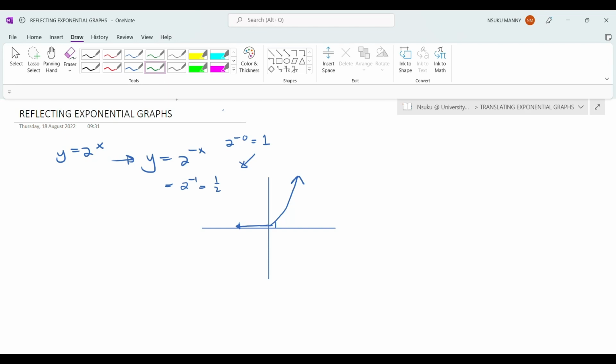Let me just use a different color. Our graph will look something like this. So it will be decreasing. Sorry, it was not supposed to intersect the y-axis, but it will be decreasing. So now our graph changes. This type of reflection, they're basically reflecting along this line, which is our y-axis. So this type of reflection is known as reflection along the y-axis.